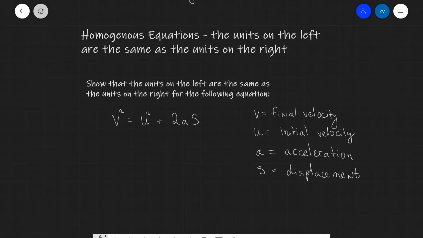There's a term in physics that we need to be aware of, and that is homogeneous equations. This simply means that the overall units on the left side of the equation are the same as the overall units on the right-hand side of the equation.